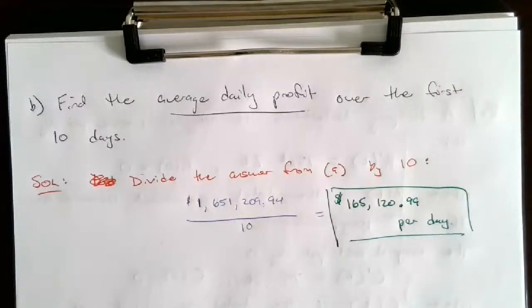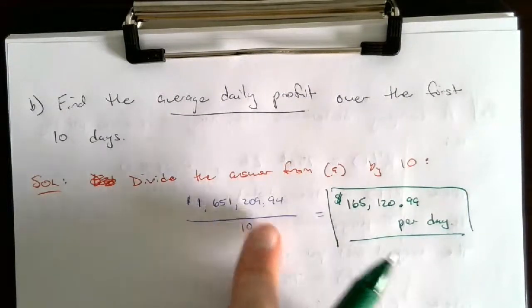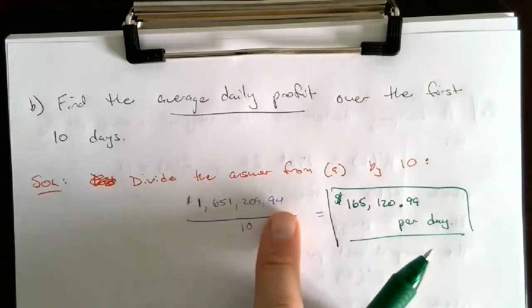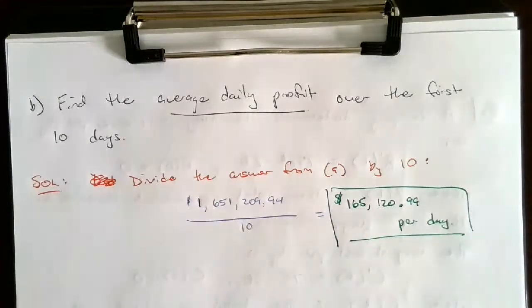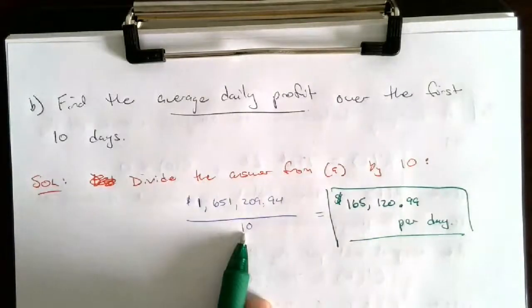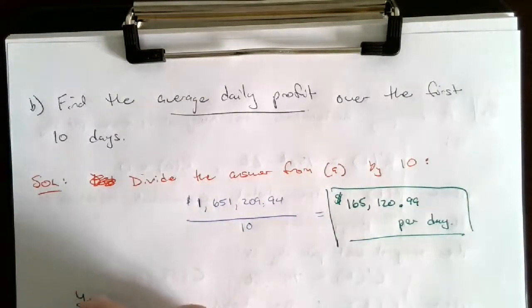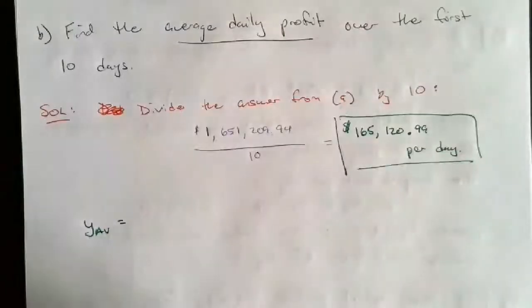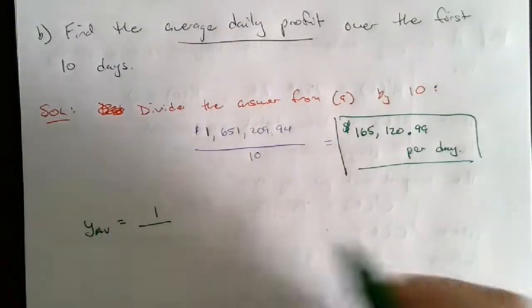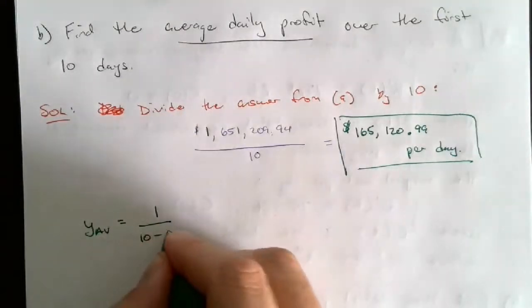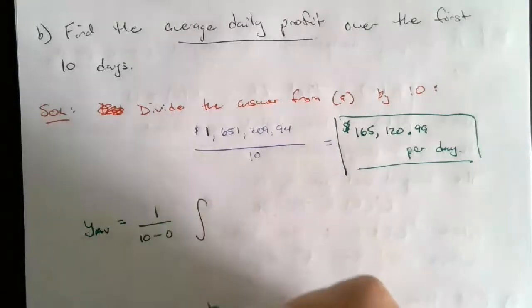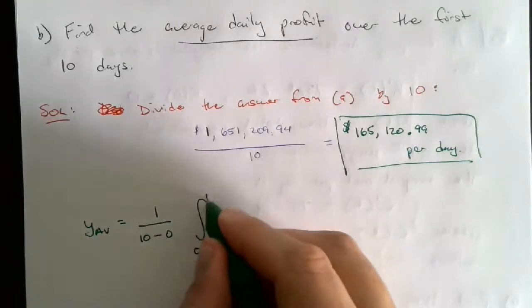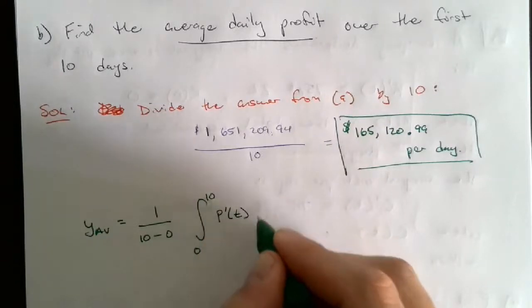So the 1,651,209.94, that was the total accumulated profit over the first 10 days. This is saying, okay, divide that by 10, this is how much you made in profit per day. You could also have used average value, because really all I did is divide by 10 here. If I used average value, we'd say Y_AV is equal to 1 over B minus A. B minus A would have been 10 minus 0. Remember, our interval was from 0 to 10, so it'd be 10 minus 0 over the integral from 0 to 10 of P prime of t dt.